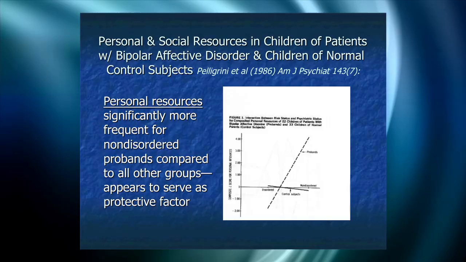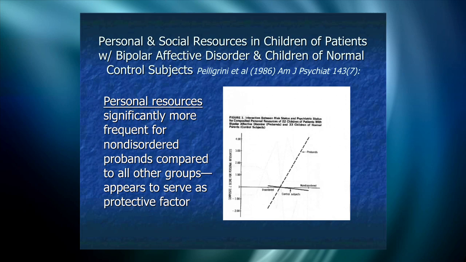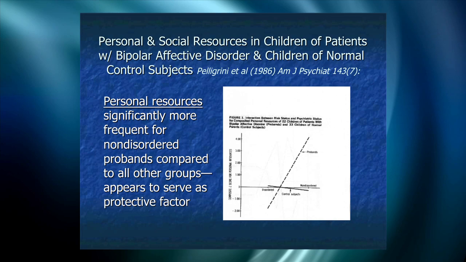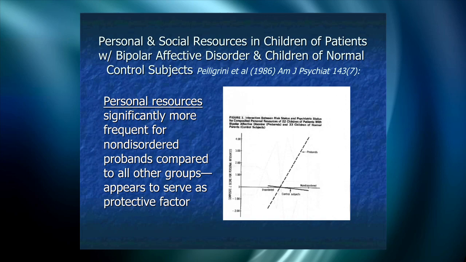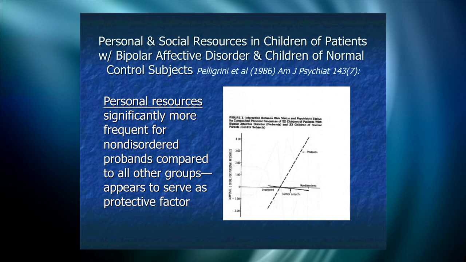Okay. But then what he found, which I think is a fascinating result, is that personal resources were significantly more frequent for non-disordered probands compared to all the other groups. So if you were a control kid, you were all about the same here. So you see this line. But if you were non-disordered and you had support, you were doing significantly better. So that notion of personal resources is kind of getting at what that notion of resilience is. You might have a lot of strikes against you, but what are those protective factors that can really help you do okay?